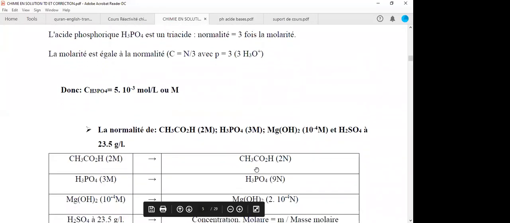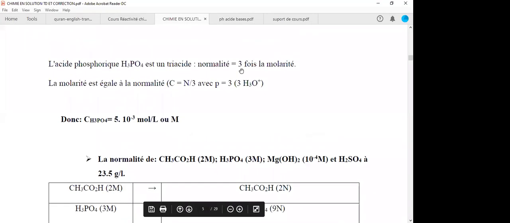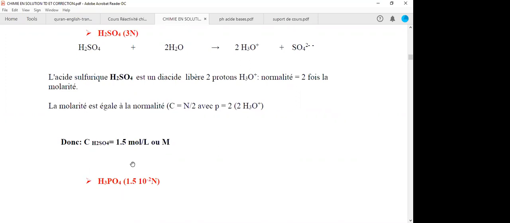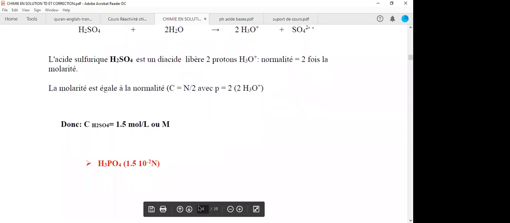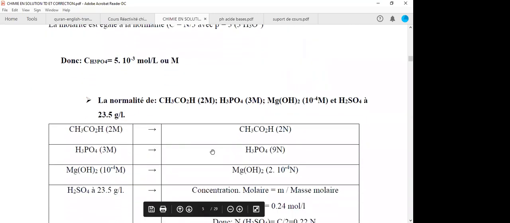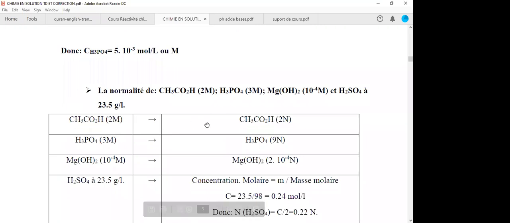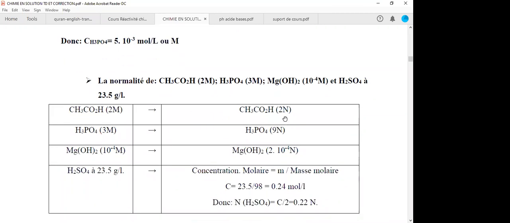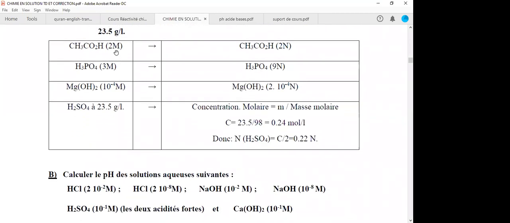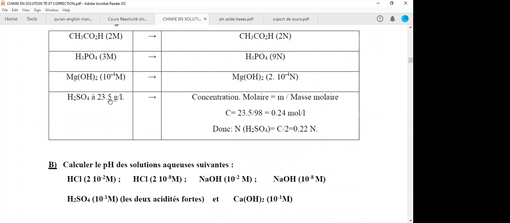I'm moving a bit fast, but I'm sure you will be able to find this because you just have to use the formula. It is the same thing I was doing before. Before, I was given the normality and finding the concentration. Now I am finding the normality, having been given the concentration. Here I've been given the molarity, so I can find the normality using the formula N is equal to P times C. This one gives out 1, this one gives out 3, and these give out 2.